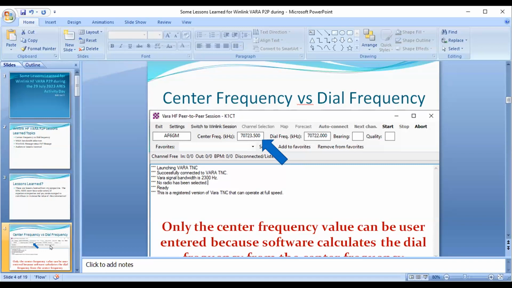You see there are 1.5 kilohertz different. That works for Winlink Vera waveforms. It may not work for other modes. But for this one, it's a 1.5 kilohertz difference. And since we always use upper sideband for data communications, the center frequency will always be a kilohertz and a half higher than the dial frequency.